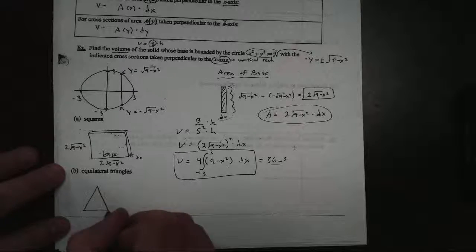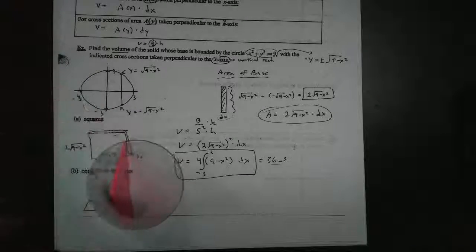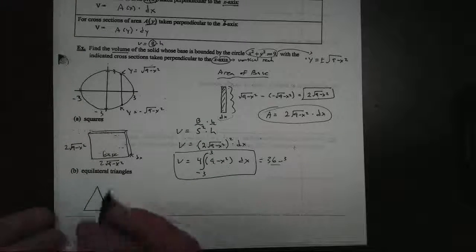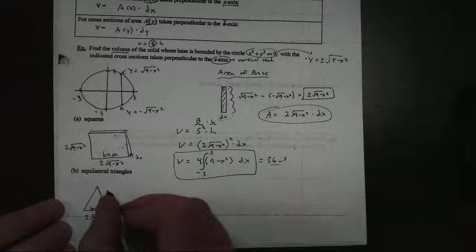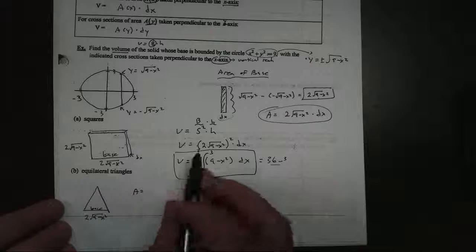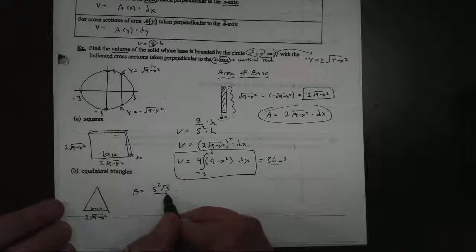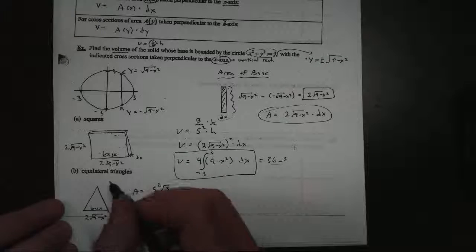Now we talked about this in part 1. If we do triangles, my cross sections are triangles, like so. What do we get? A cone. So this is going to generate a cone for us. There's my base. It's still 2 times 9 minus x squared. Now, to get the area of an equilateral triangle, I'm just going to go ahead and give that to you. It's s squared times the square root of 3 over 4. So there's my side.